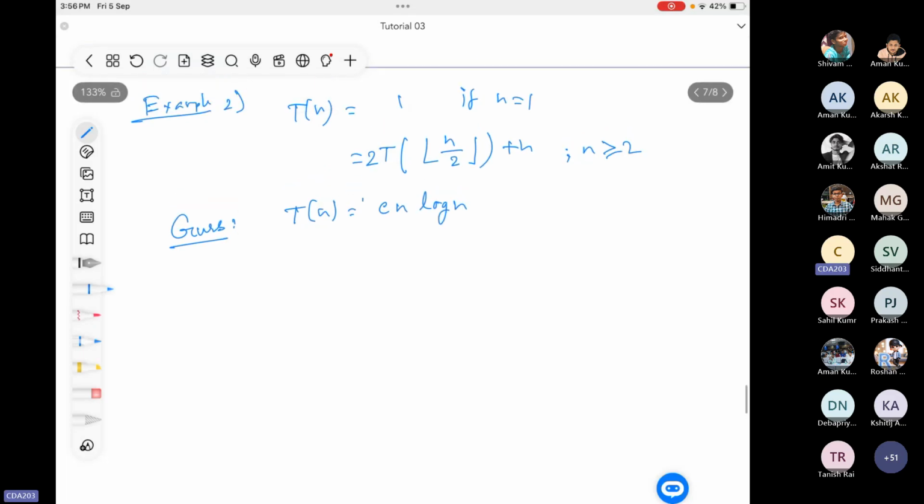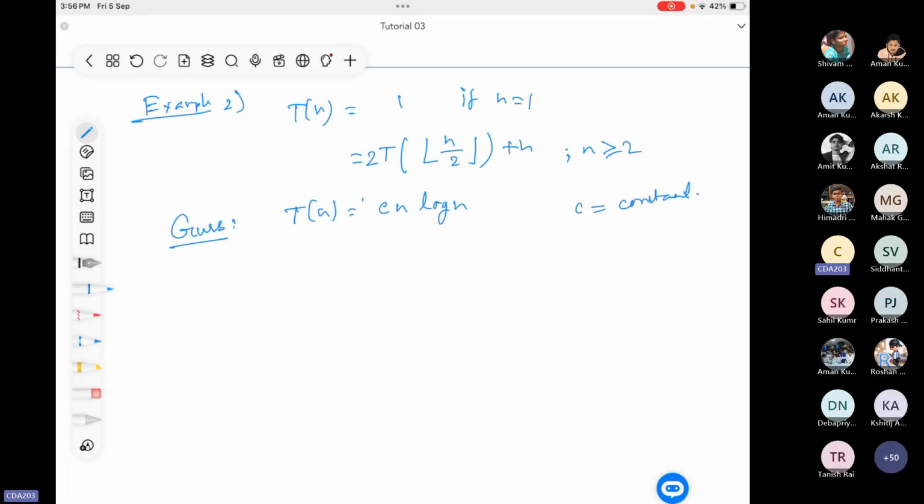C is a constant. I mean, n log n is a guess. C is a constant. Now, what do you have to show? That if it is true for some k, and also you have to verify the base case. But you can see that the base case is not verified here, because if you put n equal to 1, log 1 is 0, so it doesn't hold.